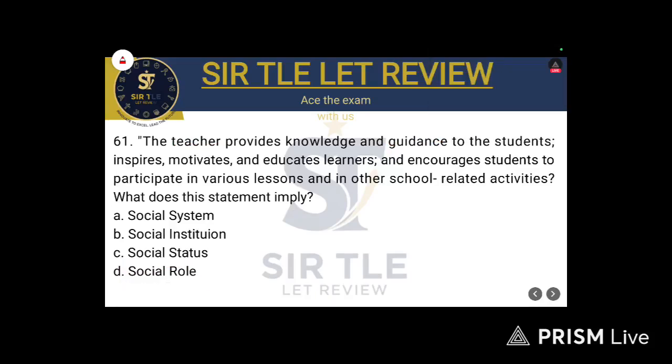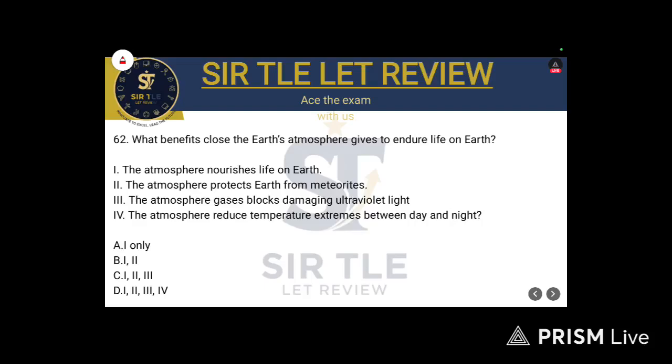Very good, everyone. 62. What benefits close to the Earth's atmosphere gives to endure life on Earth? 1. The atmosphere nourishes life on Earth. 2. The atmosphere protects Earth from meteorites. 3. The atmosphere gases blocks damaging ultraviolet light. Check. Nourishes life on Earth. Check. 4. The atmosphere reduces temperature extremes between day and night because atmosphere protects ultraviolet light.